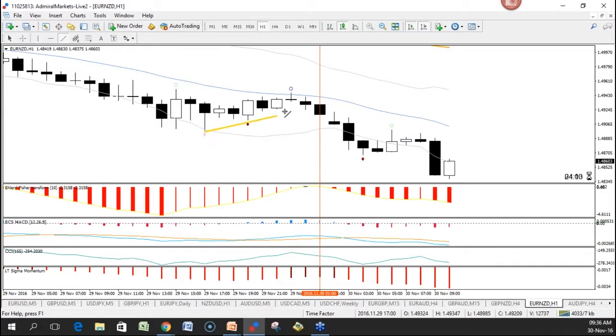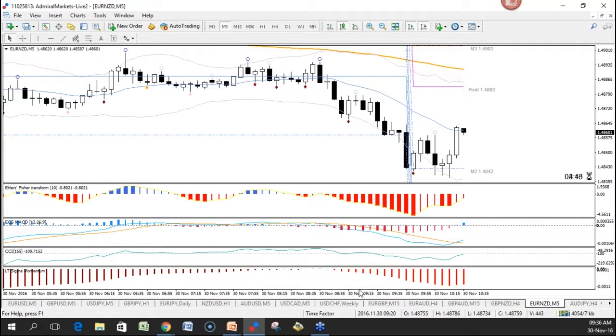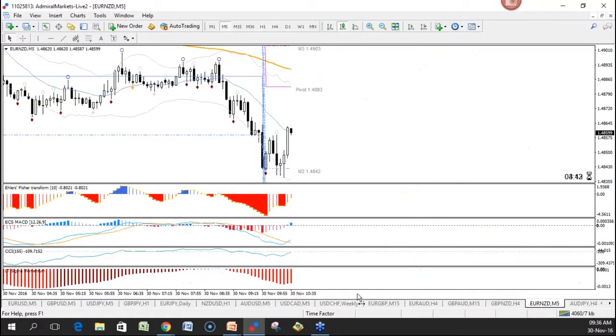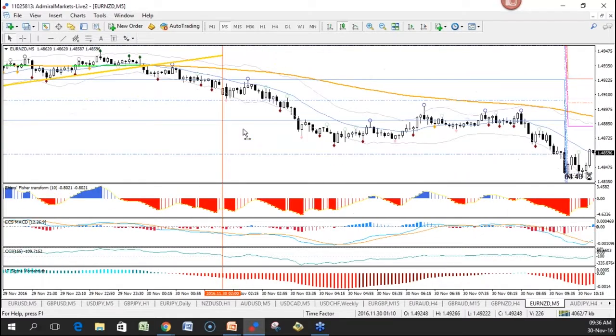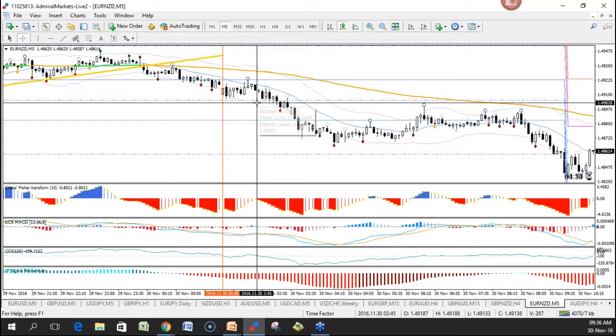That could have been seen as a breakout as well. That could have been a signal or trigger. If it's a signal, then on a 5-minute chart, we can see that was the signal. Sorry, the trigger, and the signal could have been right here, this candle.